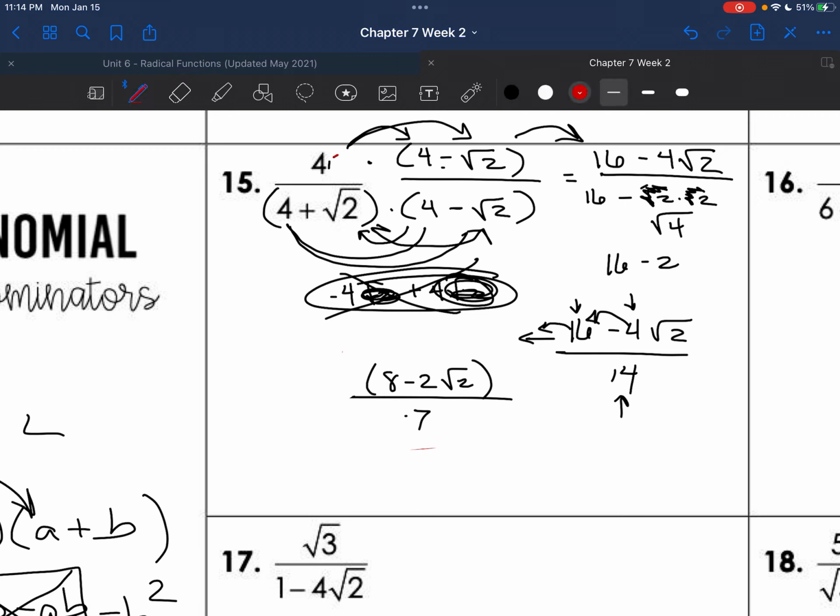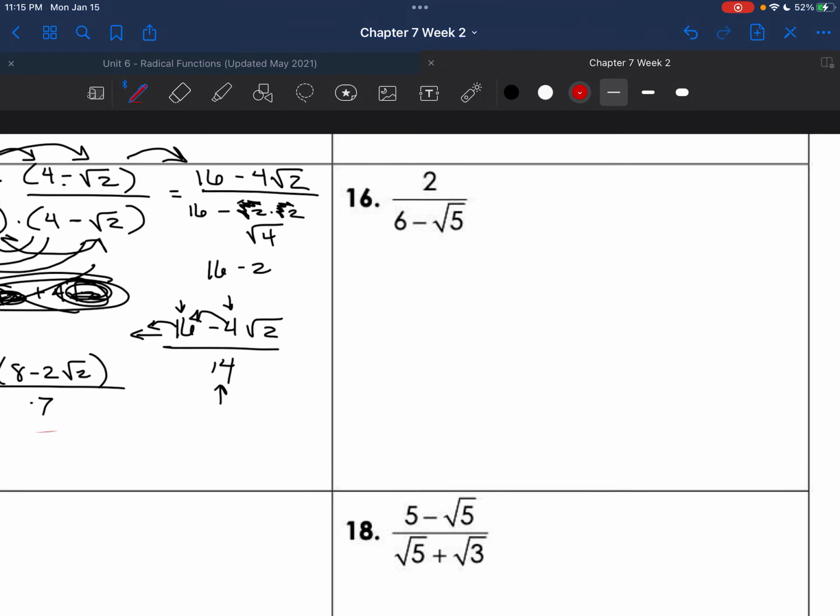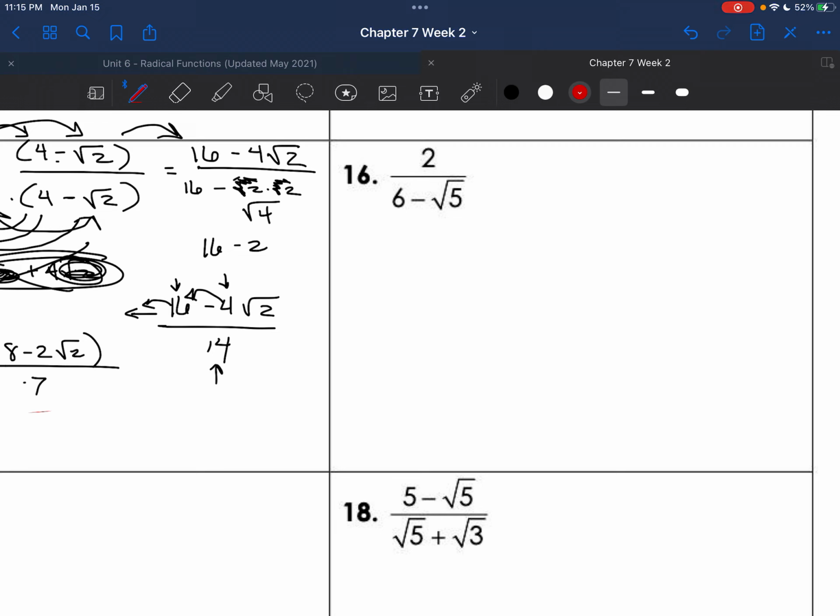Now, had we kept this guy out in the first place and done 4 times 4 minus the square root of 2, and then multiplied by our complex conjugate and got 14 on the bottom, right away we could have said, oh, this has a 2 and this has a 2, and I'm left with 2 and 7. And then distributed the already reduced coefficient in that case. Okay, so let's practice that again.